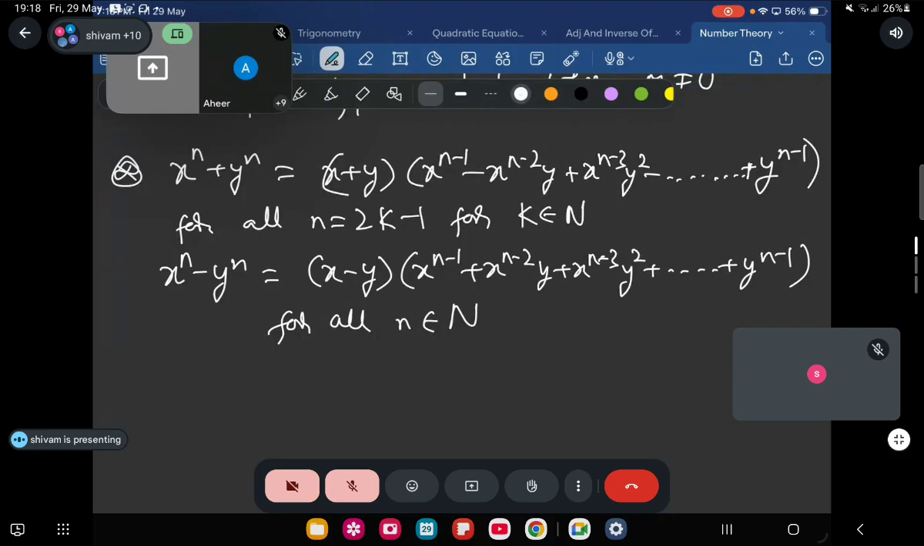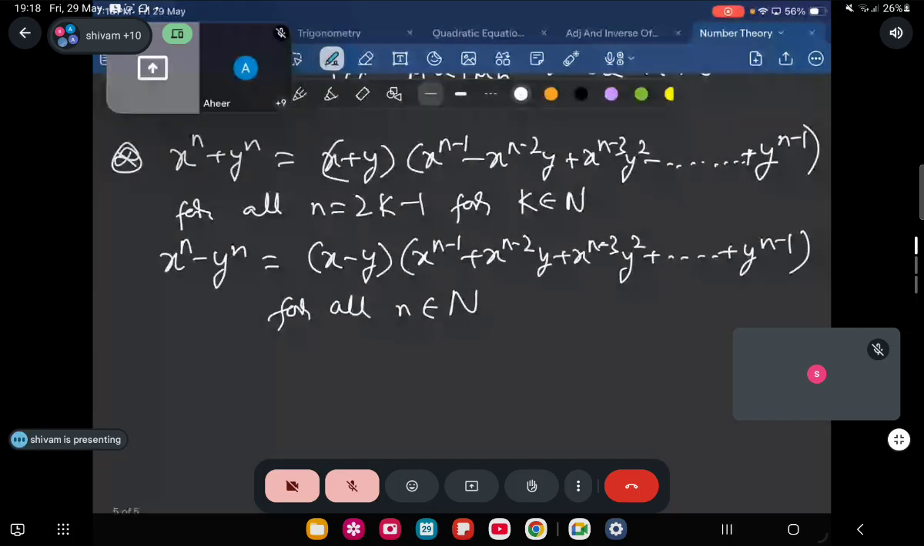So for the first formula, you cannot expand it with x square plus y square or x to the power 4 plus y to the power 4. I can show you the proof as well. Everyone remembers remainder and factor theorem? Okay, let's see the proof.